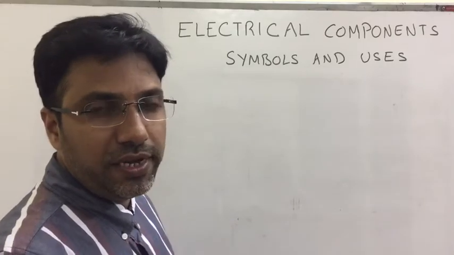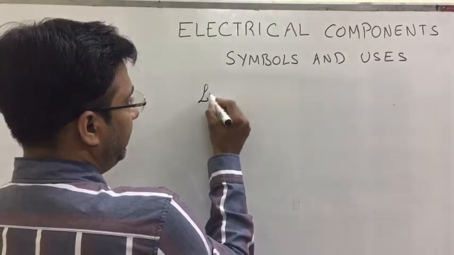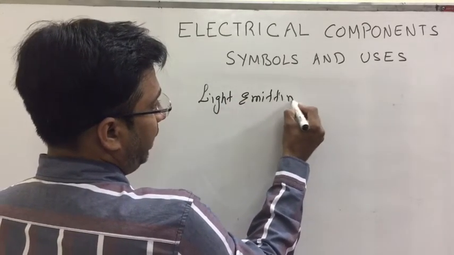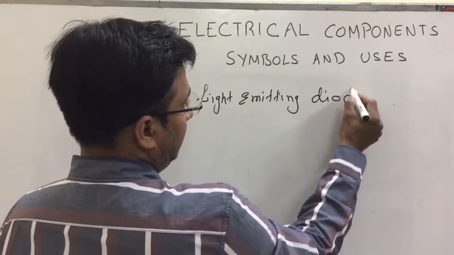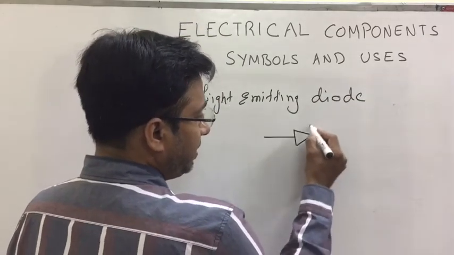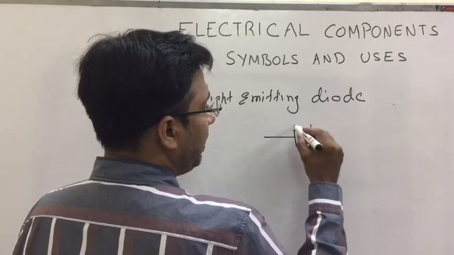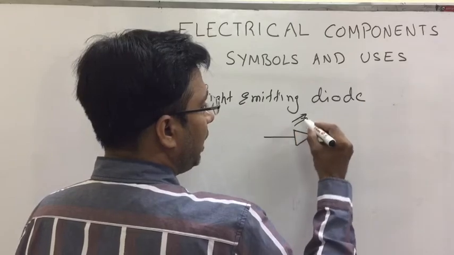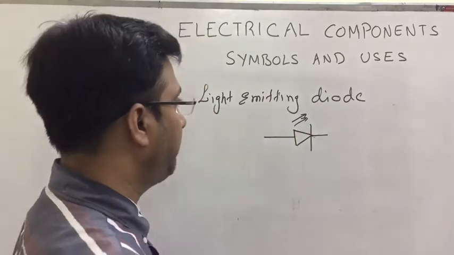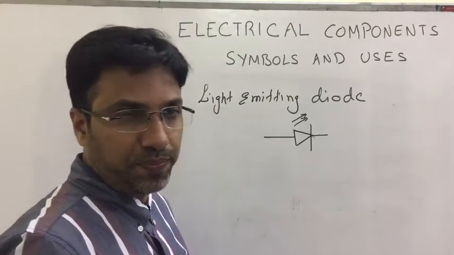Now the next component is light emitting diode. It is represented like this. A diode with arrows, that means light is coming out, arrows away from the diode. Light emitting diodes: when current passes through these diodes, they glow.